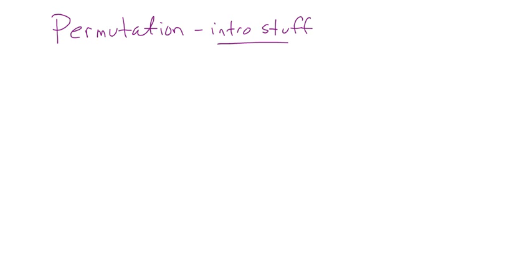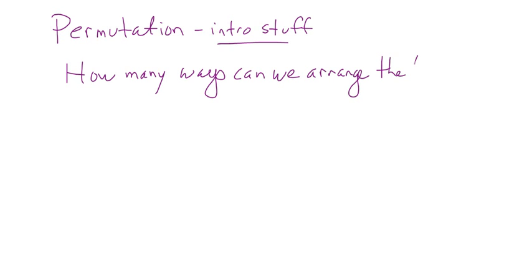Let's say, how many ways can we arrange the letters A, B, C? How many ways can we arrange A, B, C? 6, right? You have 3 choices for the first letter. It could be an A, B, or a C. You have 2 choices for the second letter, depending on what your first letter was. Right? I mean, you can write those all out, right?